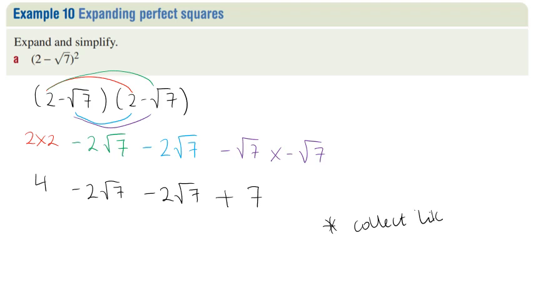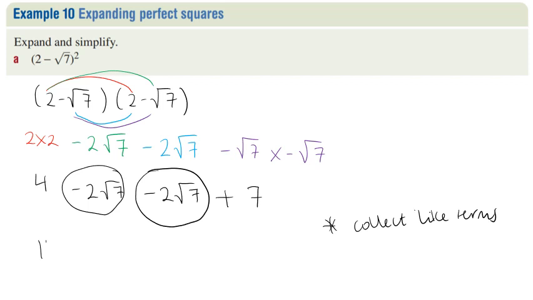Collect like terms. So this and this. And then my normal numbers. So 4 plus 7 is 11. And then negative 2 minus 2 is negative 4 square root 7.